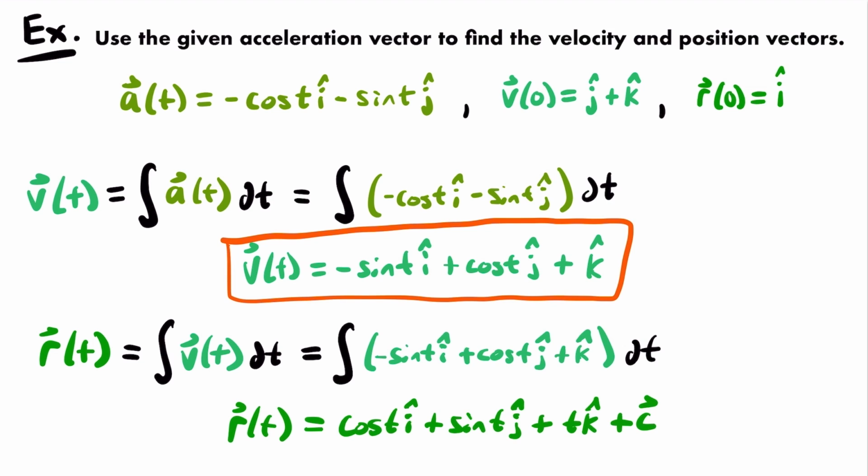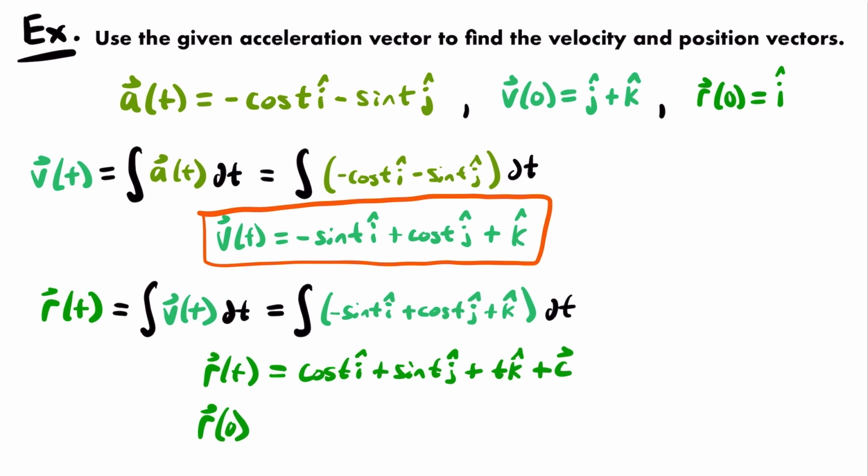So we're almost done. We integrated the velocity vector to get our position vector, but we still need to figure out what that plus c would be equal to. All right, so we want to make use of our other initial condition for the position vector, specifically that r of 0 is equal to i. And so let's plug 0 into our position vector, or at least what we have so far for the position vector. We will have r of 0 is equal to cosine of 0 times i plus sine of 0 times j plus 0k plus c.